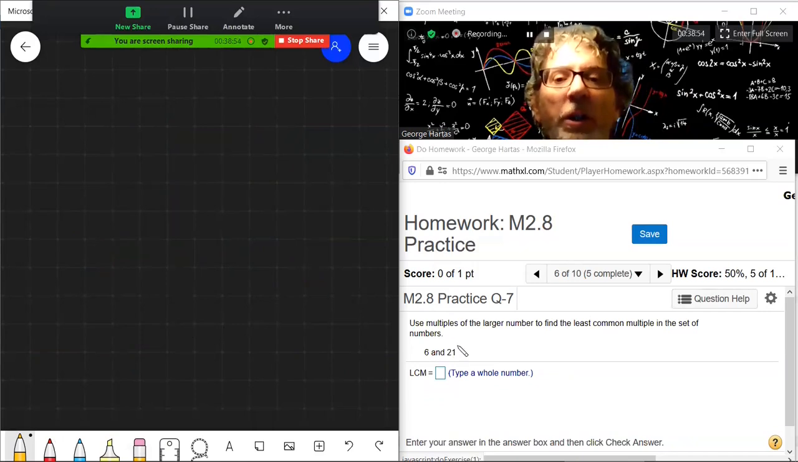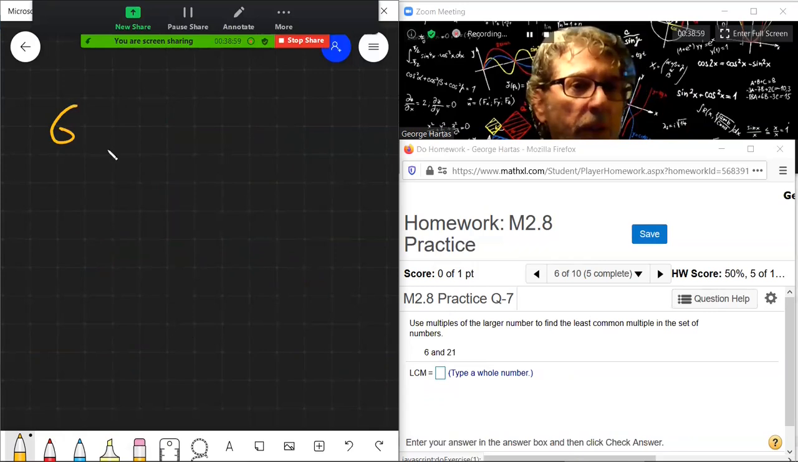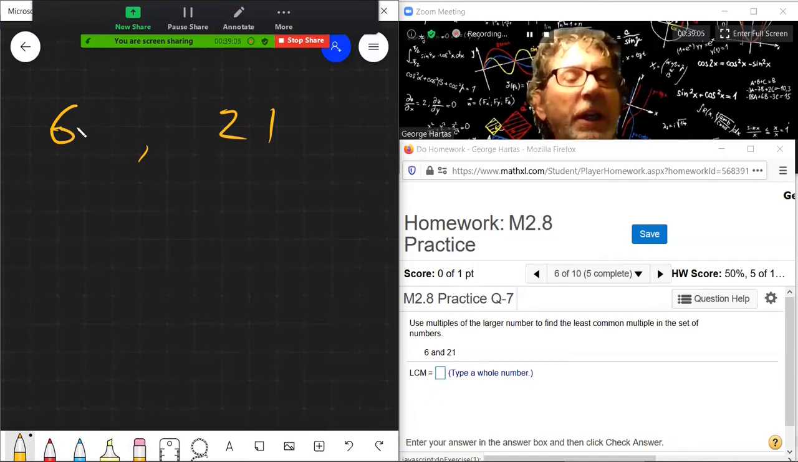And the way that works is that you look and see 6 and 21. Does the small number divide evenly into the bigger number? And in this case, no, right? Not evenly. 6 does not divide into 21. So then you take the next multiple of the bigger number. So this 21 here is the same as 1 times 21, correct?